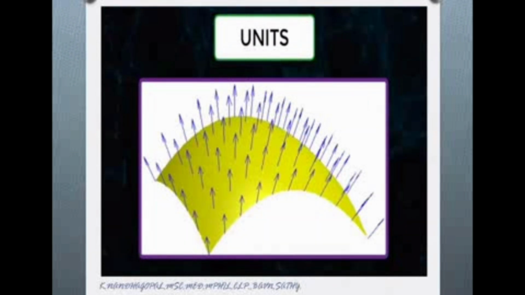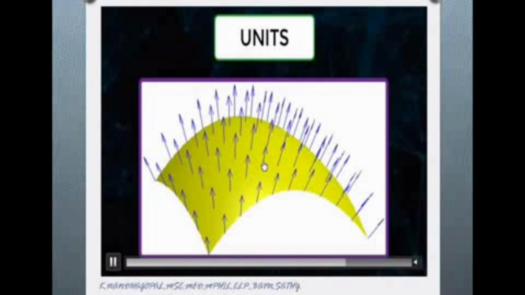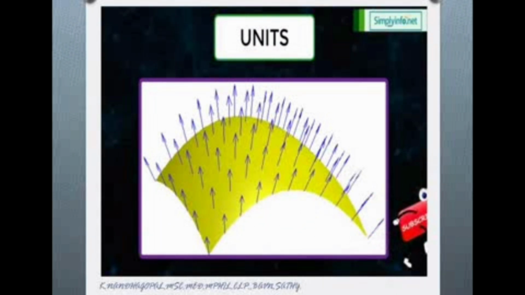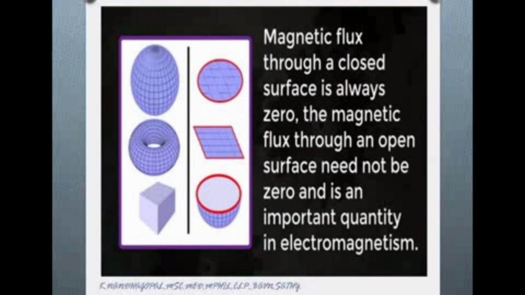Suppose you are taking a curved surface, the magnetic flux looks like this. All the magnetic lines of force are perpendicular to the surface. It is not a closed surface, so definitely it has a value. Suppose it is a closed surface, the total magnetic flux of the closed surface is 0. It's a very important quantity for electromagnetism. And the open surface has some value. That value we can calculate by doing the integration.